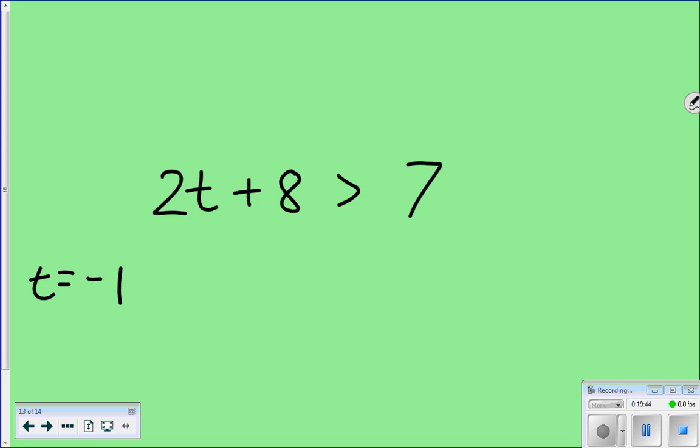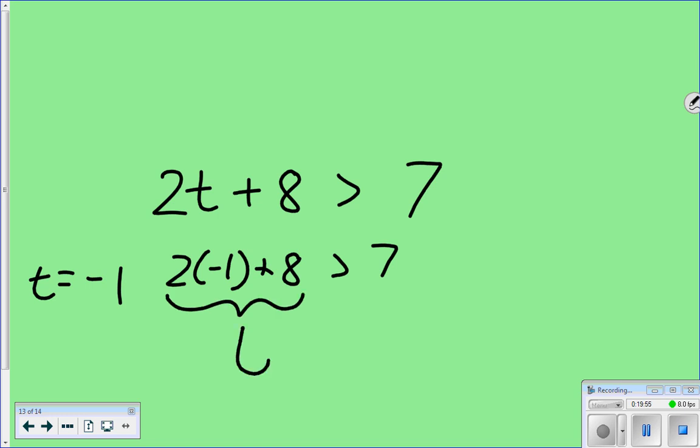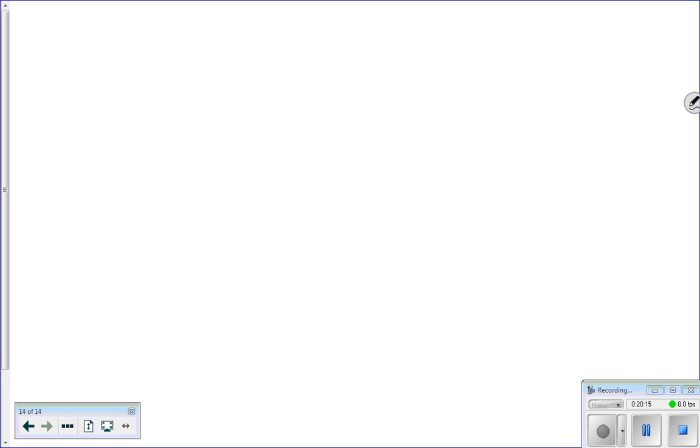So let's do that. So it would be 2 times negative 1 plus 8. 2 times negative 1 would be negative 2. Negative 2 plus 8 is 6. So 6 greater than 7. Is this true or false? You'd write false. That's your answer then. This is not true, right? So you would write false. They're just giving you a t. Okay, so let's do another one.